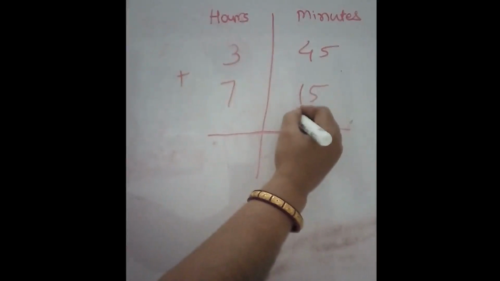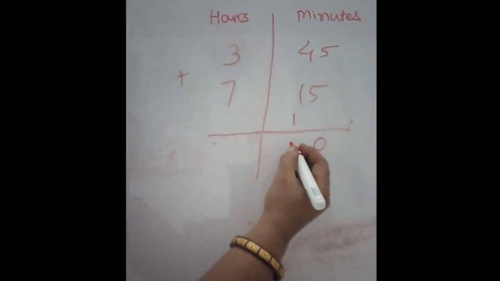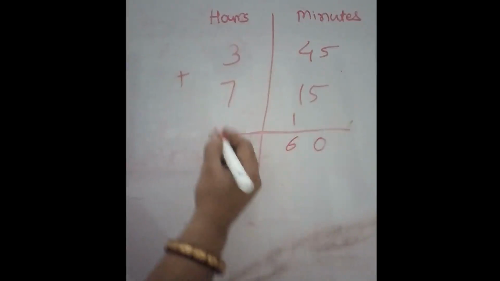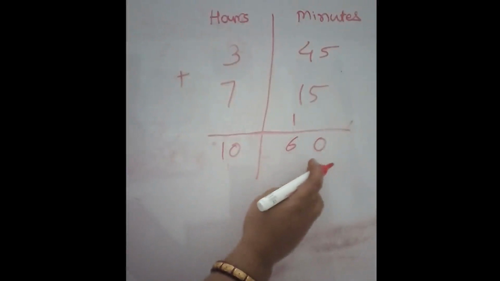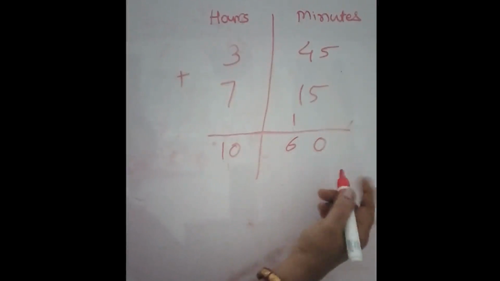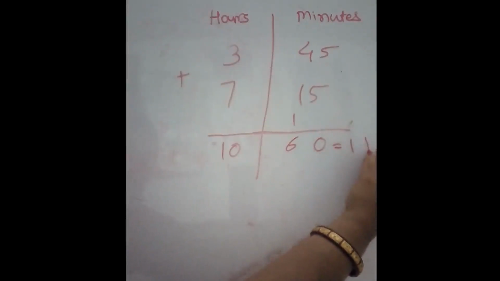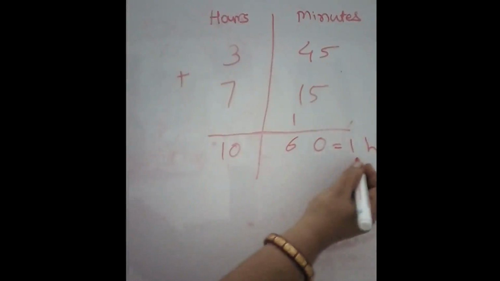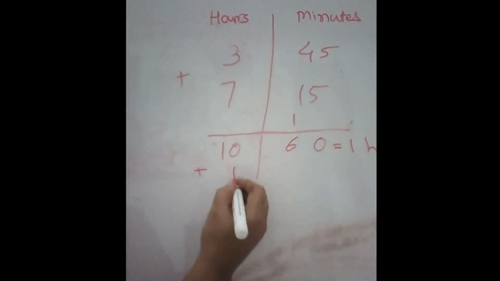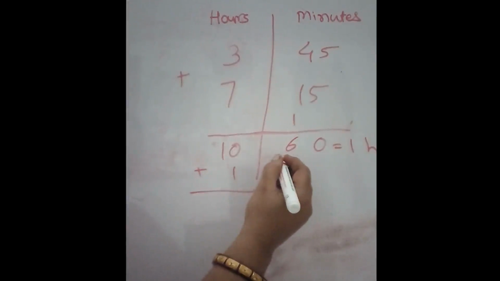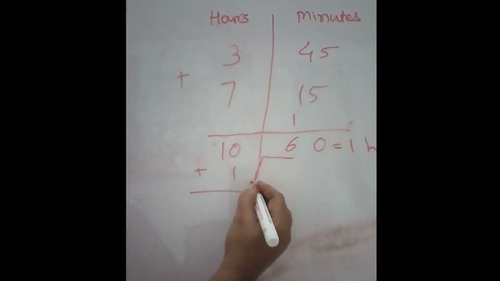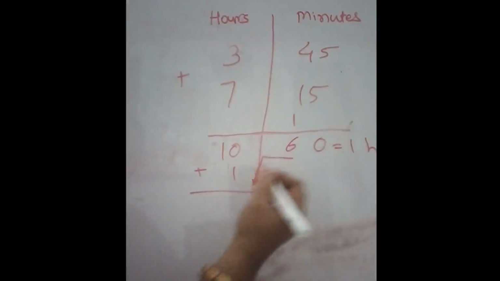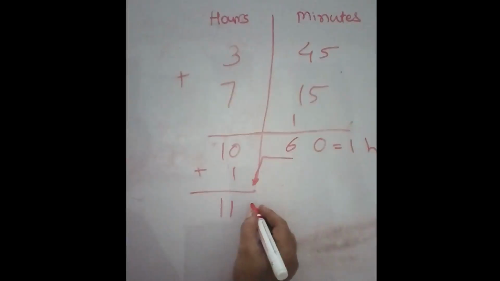5 and 5 10, carry 1, 4 and 2, 6, 7 and 3, 10. 10 hours 60 minutes, and you know very well 60 minutes is equal to 1 hour. So I will take this 1 hour here. We add this 60 minutes here, 1 hour. So this means 11 hours.